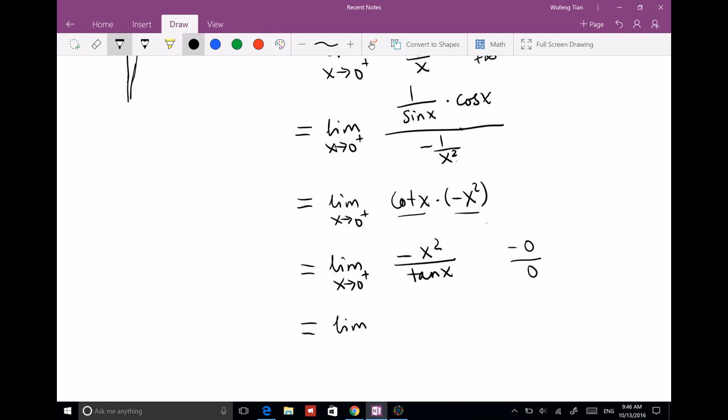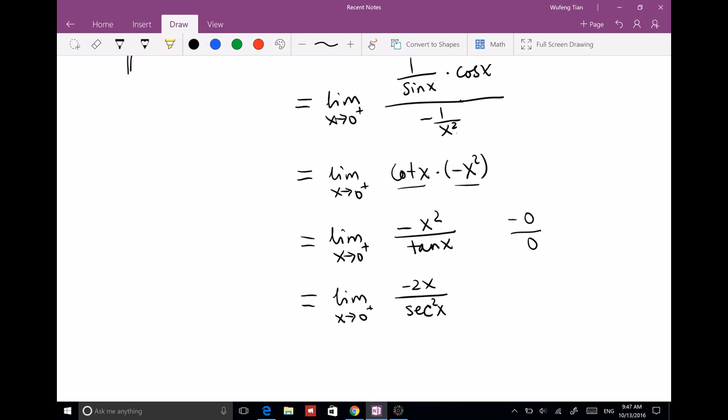So the limit as x goes to 0 plus of negative 2x over the derivative of tangent. What's the derivative of tangent? Anyone? 1 over cosine x squared. Yep. Secant x squared. Very good. Okay. So now, do we have to use L'Hopital's rule again? This is 0. Plug 0 into secant, what is it?